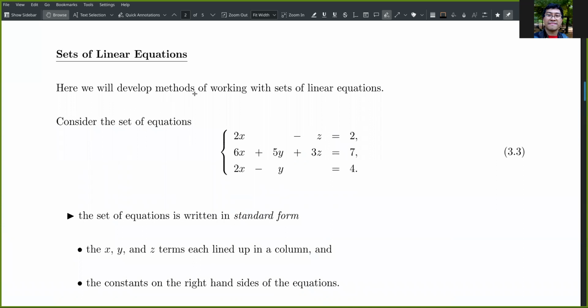Here we'll develop methods of working with sets of linear equations. If you have a set of equations here, 2x minus z equals 2, 6x plus 5y plus 3z equals 7, 2x minus y equals 4. We wrote this in standard form, that is x, y, and z terms line up. So here all x's are lined up, y's lined up, z's lined up. The constants are on the right hand sides of the equations.